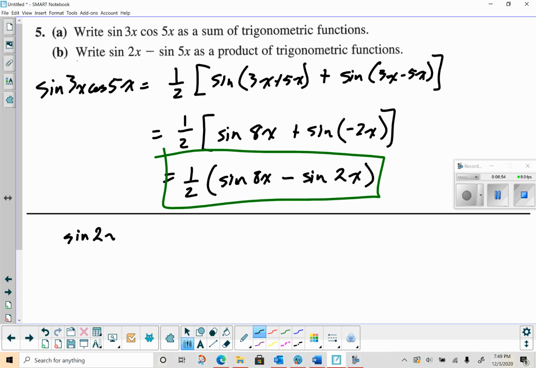So sine of 2x minus sine of 5x should be equal to 2 times, now again, get the right formula. It's the subtraction one for two sines, should be the cosine of basically the average. We're going to add 2x plus 5x divided by 2 multiplied by the sine of half of the difference. So I'll take 2x minus 5x divided by 2.